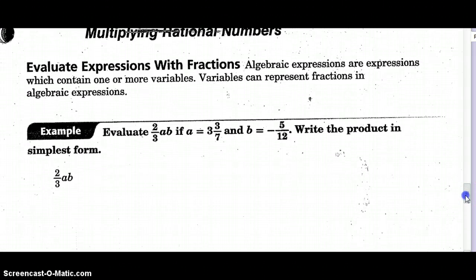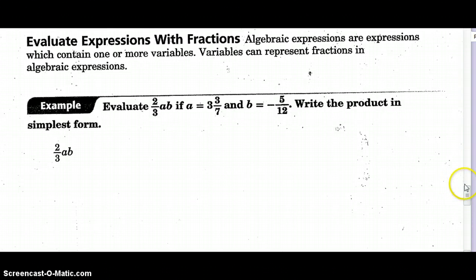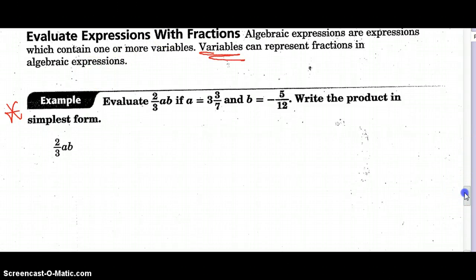where we're going to be multiplying some more rational numbers, but this time we have to evaluate each expression. The new concept here is that there are variables. Variables can also represent fractions, just like they can represent any other number, because fractions are numbers too, you know. So here it asks us to evaluate 2/3 of a times b if a is 3 3/7.